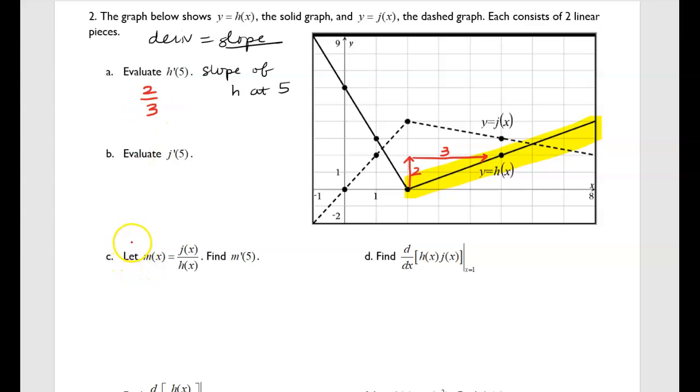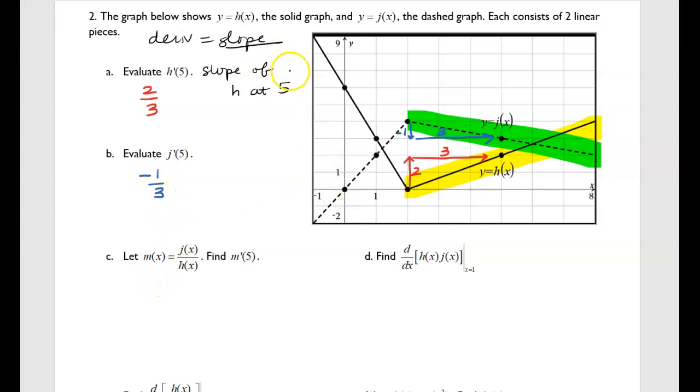For j prime of 5, that means I'm going to be looking at j at 5. That's this other line here. I can also use rise over run. So I go down 1, over 3. And so that slope is negative 1/3.